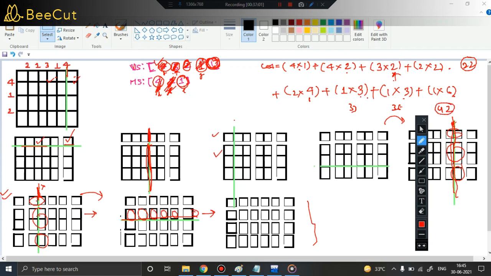Cool. So you can see the cost has decreased. Initially in the previous approach, when I was doing it randomly, the cost was somewhat 56, right? But now the cost has reduced to 42. So I hope you have understood the algorithm that I am doing, right? If you have understood the approach, you can continue coding.